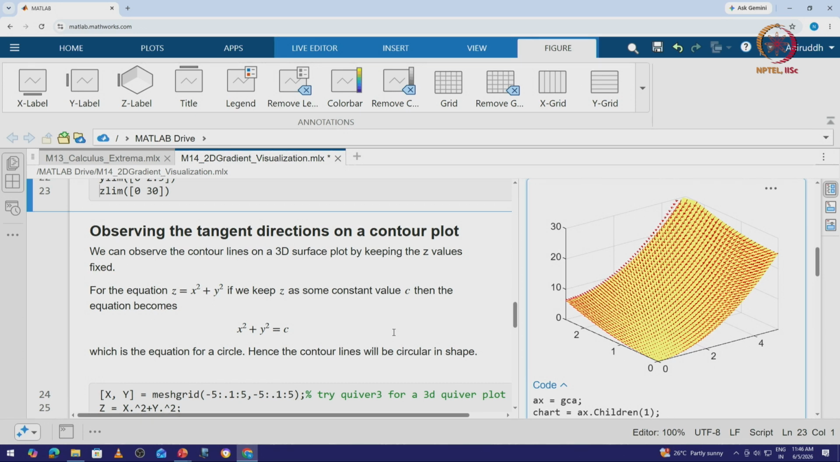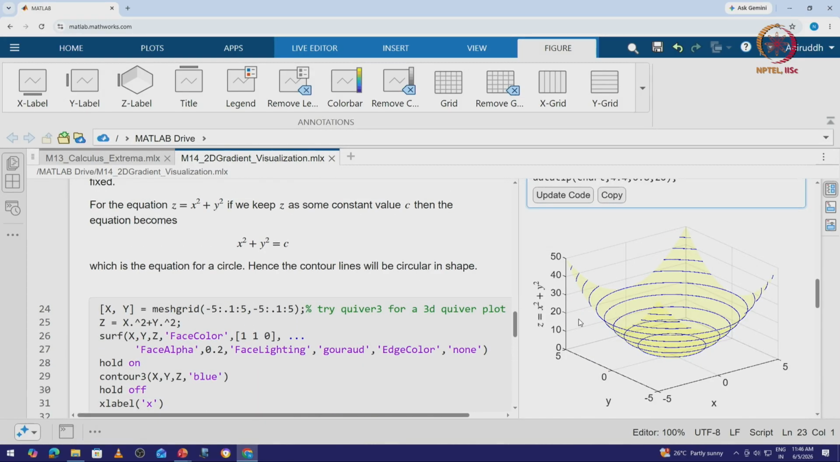Now, one last topic is, let's at the end also try to understand the tangent directions on the contour plot. Contour plot is something we saw in the first tutorial. So let's define z as x square plus y square and keep c as a constant, right? If we do that, x square plus y square, if it's constant, then the value of z would be highlighted by these contours. So along different values of x, y, we would have a constant value of z.